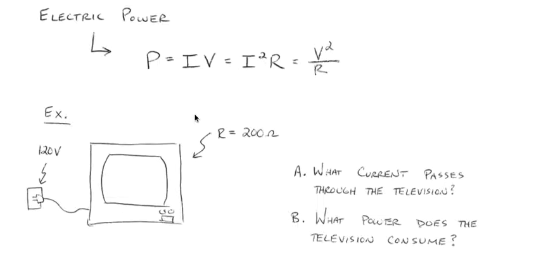And I'll give you a quick example. Let's say you have a television at home. It has a total resistance of about 200 ohms. Whatever circuit is inside has a total resistance of 200 ohms. And you plug it into a 120 volt wall outlet. Basic type of questions would be how much current passes through that television as you utilize it, and what power does the television consume.